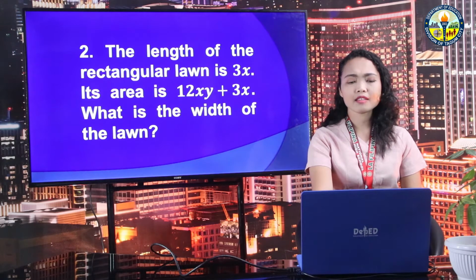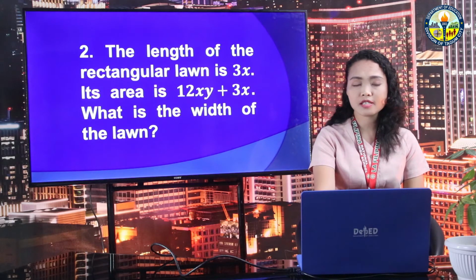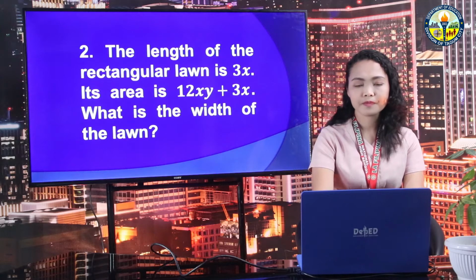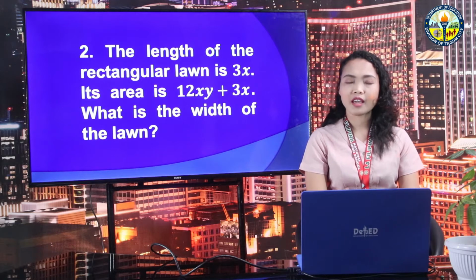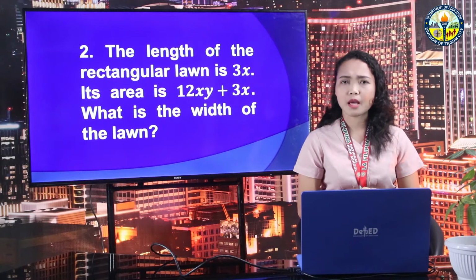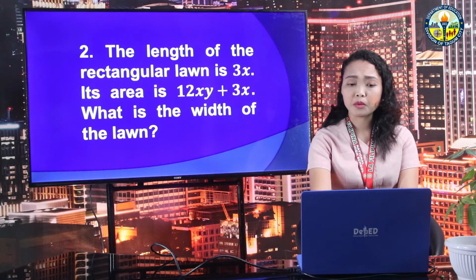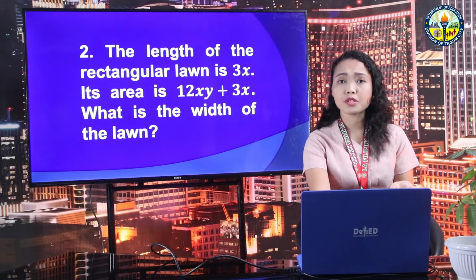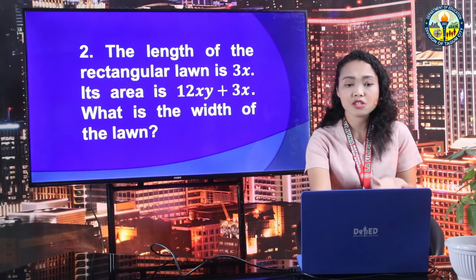Again, the length of the rectangular lawn is 3x. Its area is 12xy plus 3x. What is the width of the lawn? So how are you going to solve a word problem? Of course, we're going to apply steps for this. Now, we will identify what is asked in the problem, what are the given, what operation to be used, so that you can translate it into an equation and then you can solve it.